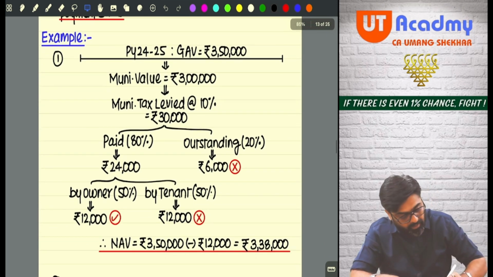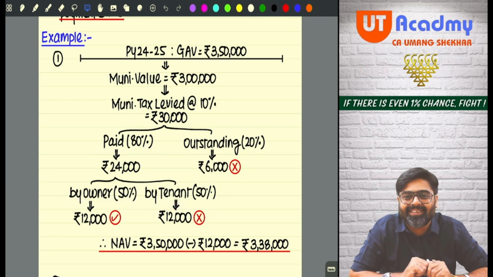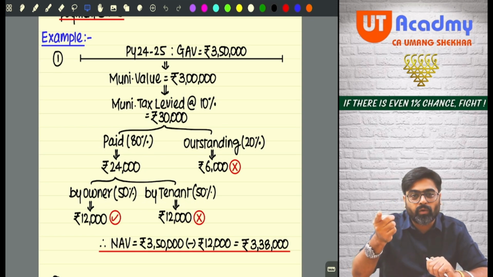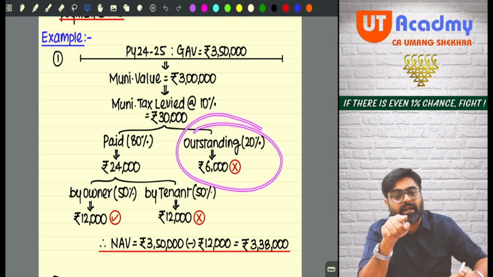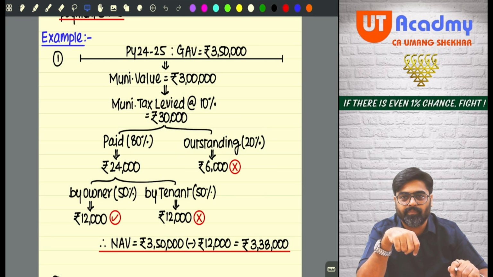Out of this 80% paid, 50% is borne by owner and 50% is borne by tenant. That means for this year, how much is the total municipal tax? 30. Are you going to get the deduction for the entire 30? No. Because out of that 30, 20%, meaning 6,000, is still outstanding. You are not going to get any deduction for that.